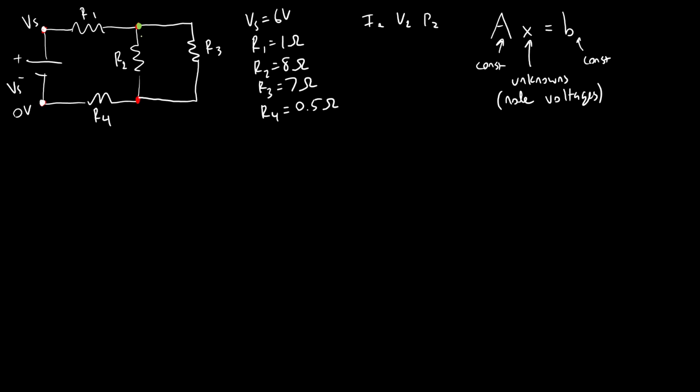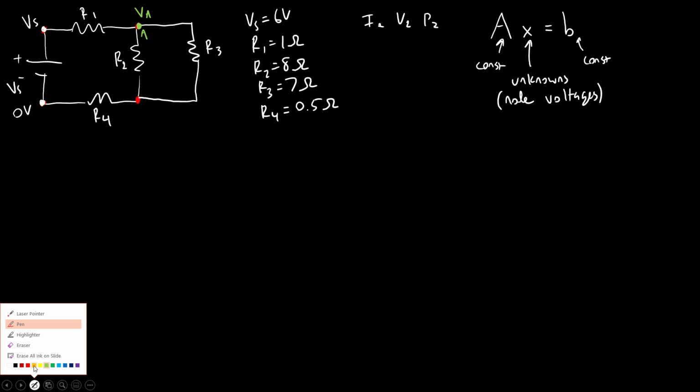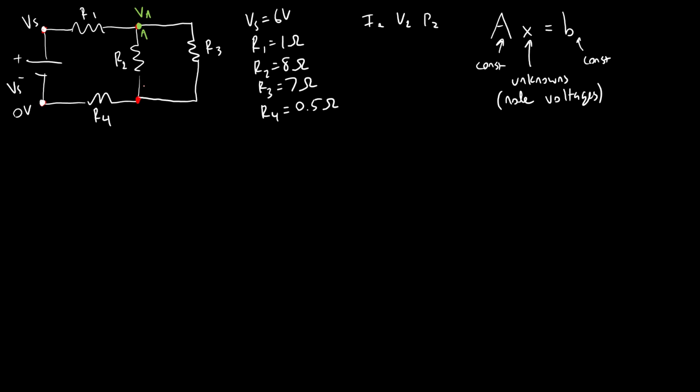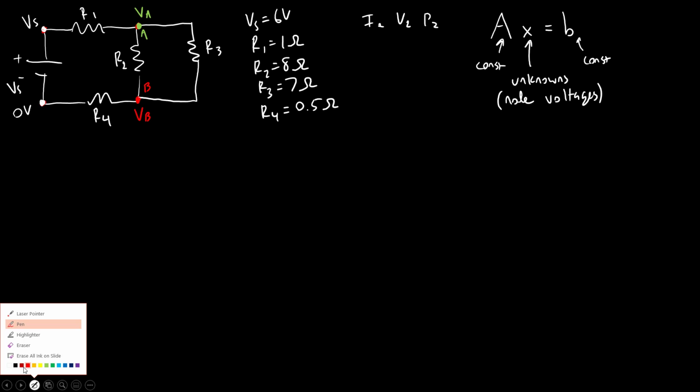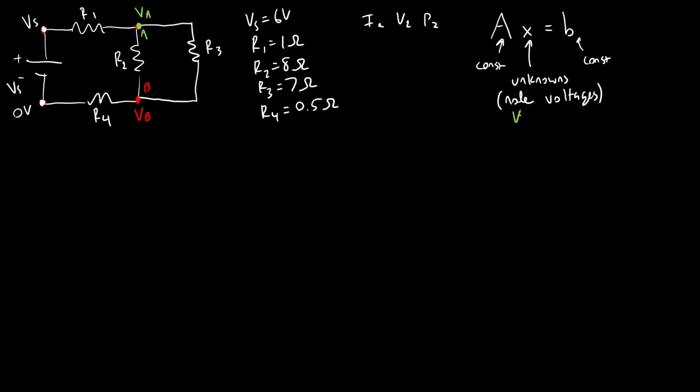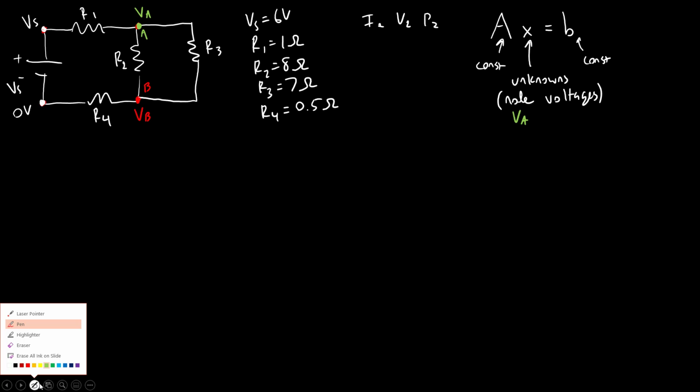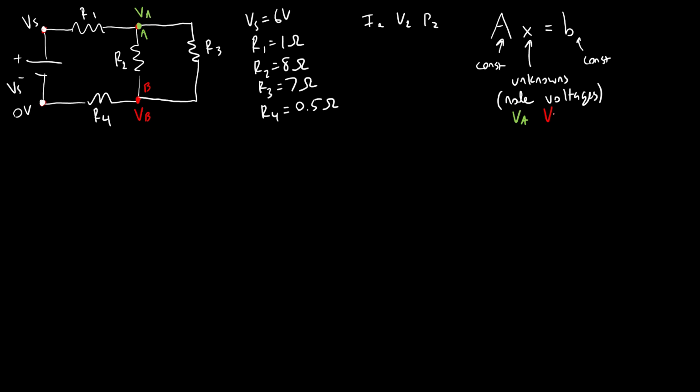I'm going to call this node A, and we're going to define the voltage there as VA, that is referenced to ground. And I'm going to call this other node, node B, with a voltage VB, again, referenced to ground. So our 2 unknowns in this system are going to be VA and VB. We use linear algebra to solve for those, and then we can use those to solve for our other parameters of interest, like I2, V2, and P2.